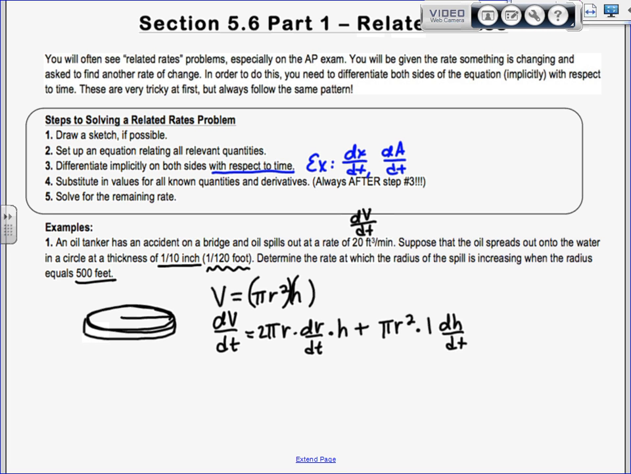So you have dV over dt is 20. So I have 2 pi, r is 500. dr over dt is what we're trying to find because it said determine the rate at which the radius of the spill is increasing.